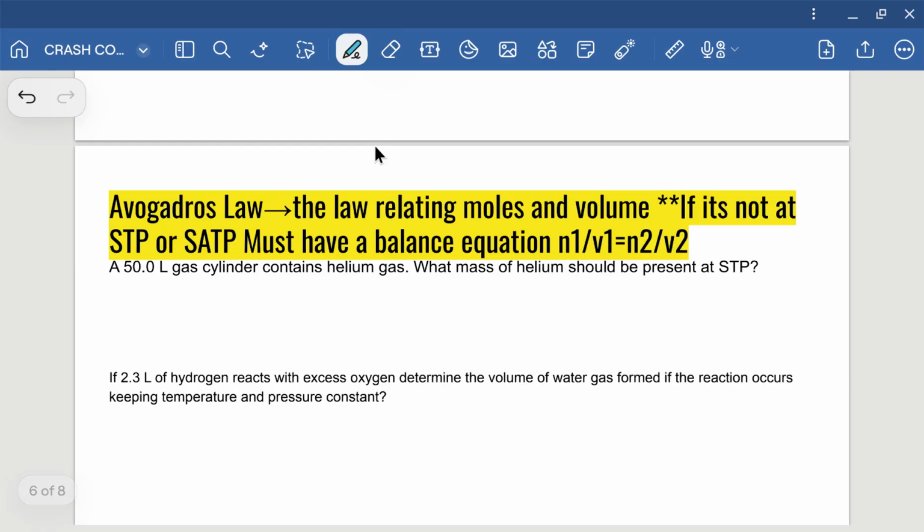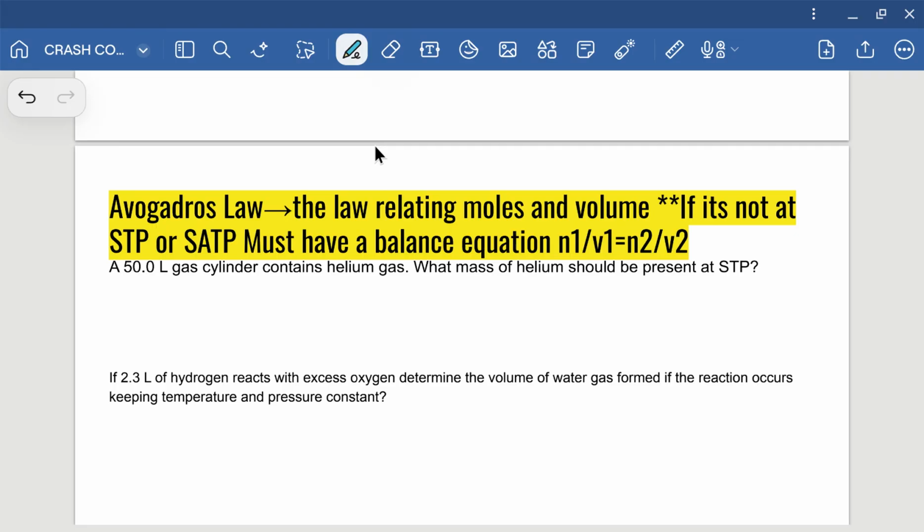The next one is taking a look at Avogadro's law. So this one is the law relating moles and volume. If it's not at STP or SATP, then we have to have a balanced chemical equation where your moles divided by a volume of one of your compounds will equal the moles divided by your volume of another one within that formula. So if it's not at STP or SATP, you must have a balanced chemical reaction, and then equation, and then we go from there.